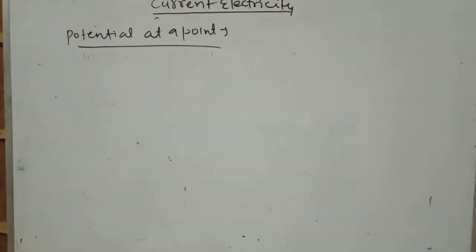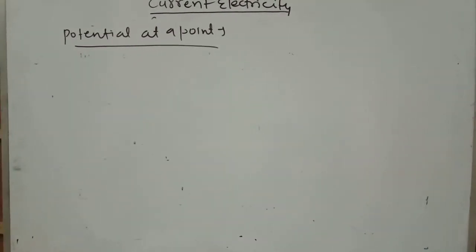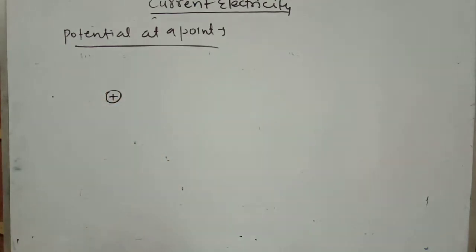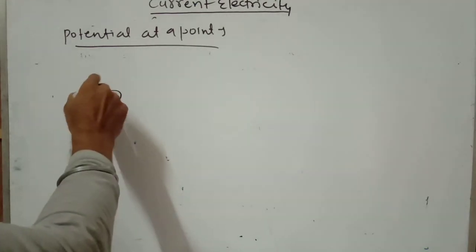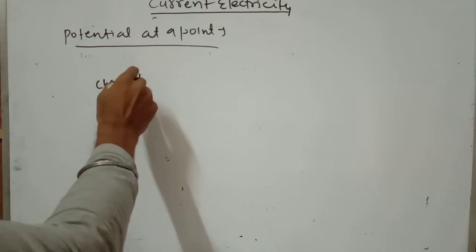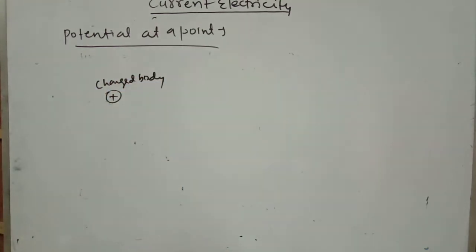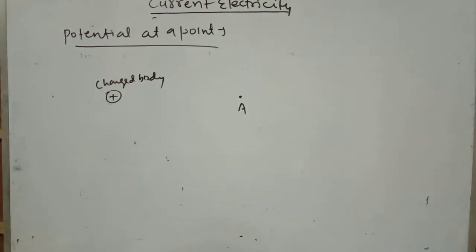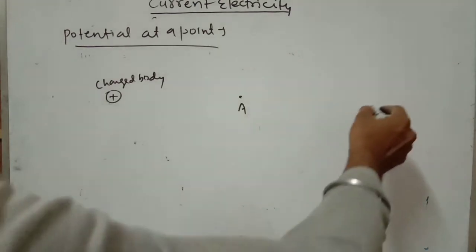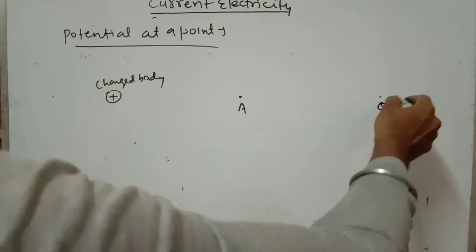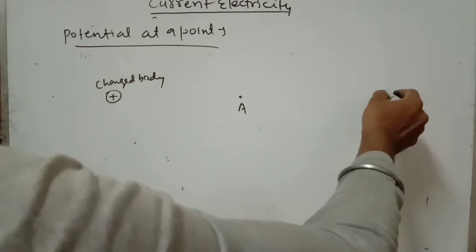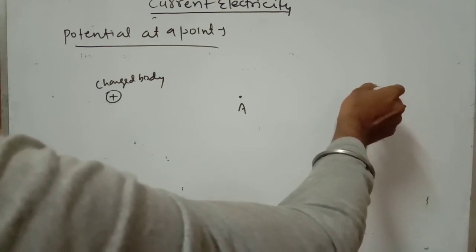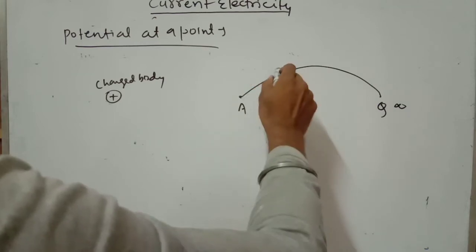So now let me consider a charge body here. Any one charge body is present here. Now we are going to find the potential at point A. So obviously, let a charge Q be at infinity. This Q charge is brought by the external agent from infinity to point A.